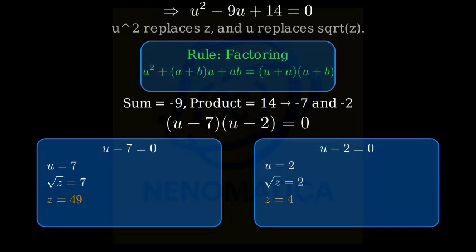From u minus 2 equals 0, u equals 2. Then the square root of z equals 2, so z equals 4. Quick check. Since z must be non-negative, both solutions are acceptable.